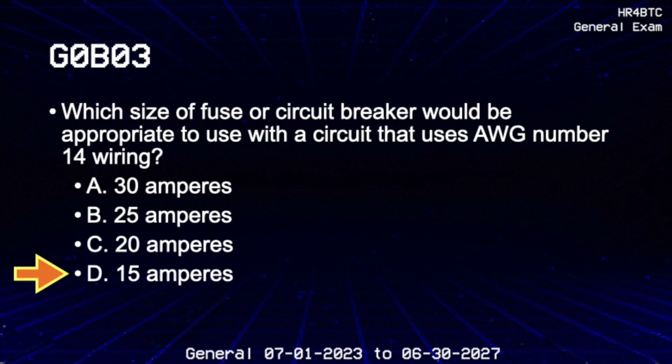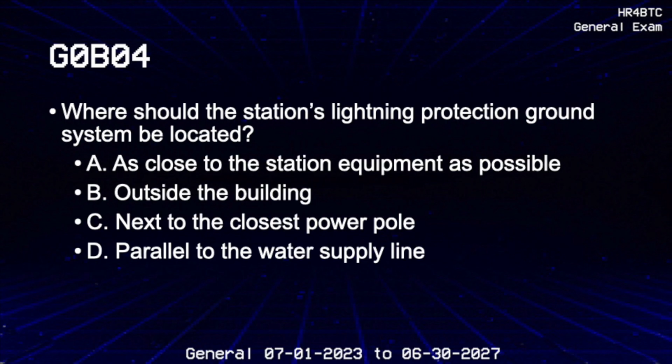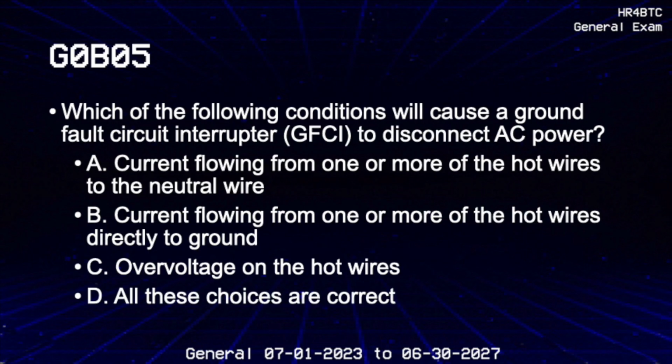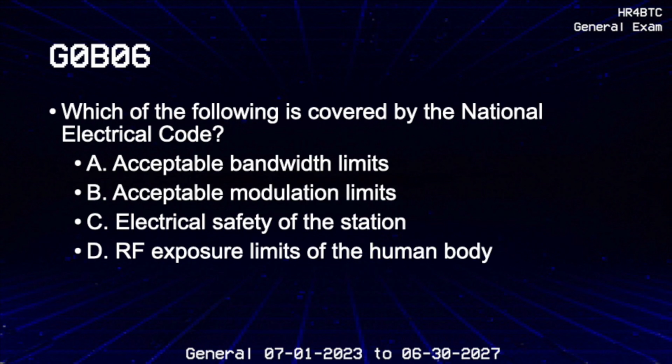15 amperes. Where should the station's lightning protection ground system be located? Outside the building. Which of the following conditions will cause a ground fault circuit interrupter, GFCI, to disconnect AC power? Current flowing from one or more of the hot wires directly to ground. Which of the following is covered by the National Electrical Code? Electrical safety of the station.